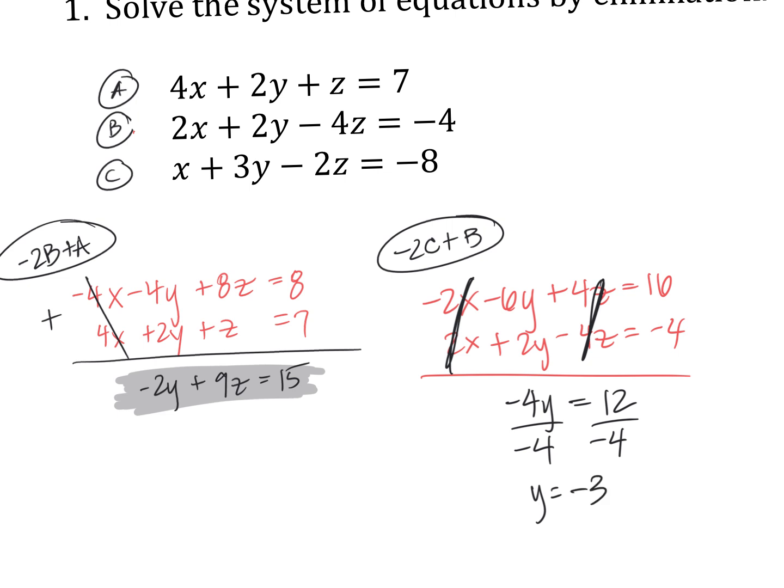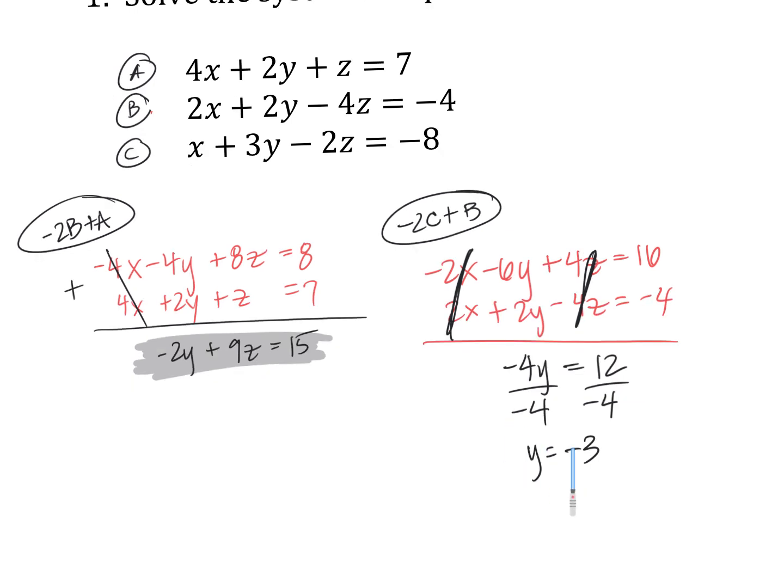Perfect. Get yourself some candy. You guys, we just got a variable. We just got y is -3. This is so great. We're here now. We got y is -3.